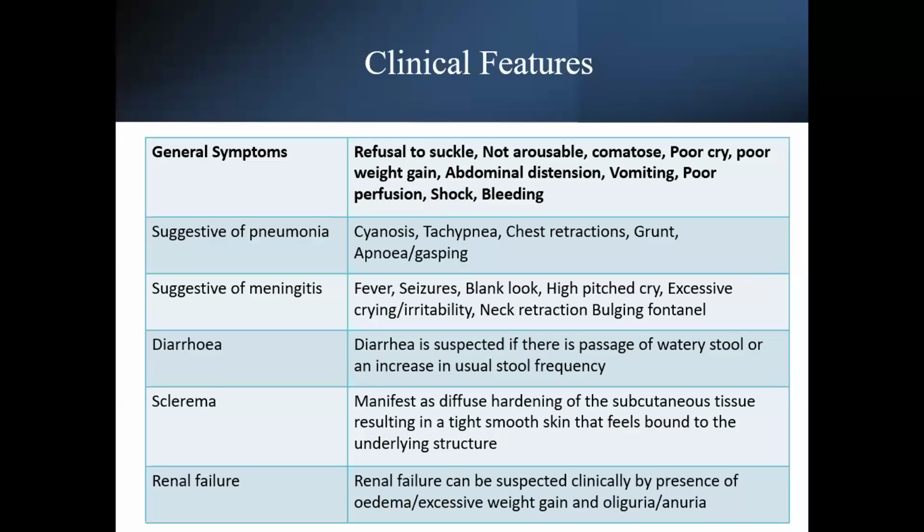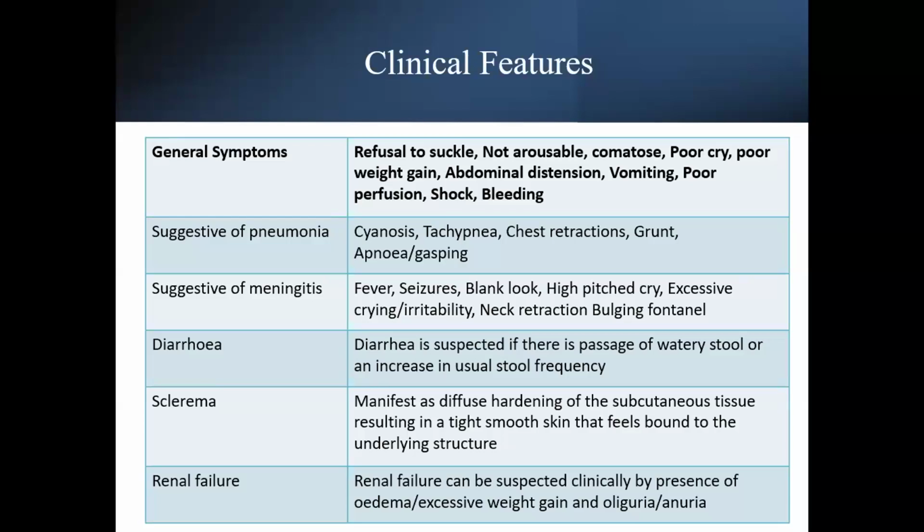So symptoms of pneumonia are usually cyanosis, increased FiO2 requirement if the baby is on respiratory support. There will be increased tachypnea, worsening Downes score, Silverman score, grunting, apnea, and increased incidence of apnea can be a marker of sepsis. And meningitis, so there will be fever, seizures, high-pitched cry, excessive crying, neck retraction, bulging fontanelle, and then diarrhea. So diarrhea is common if you give formula feeds, and sometimes it can happen in EBM if you are not washing hands regularly.